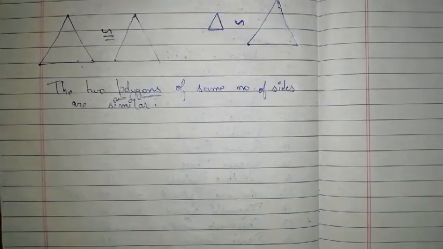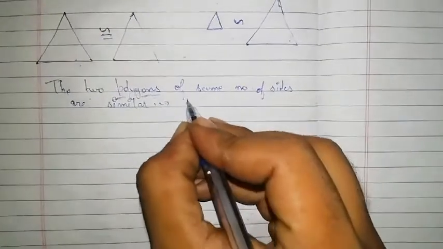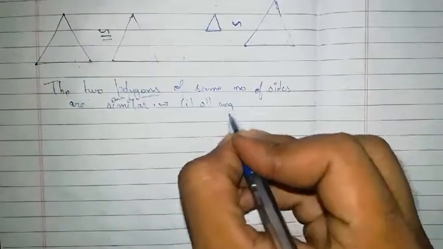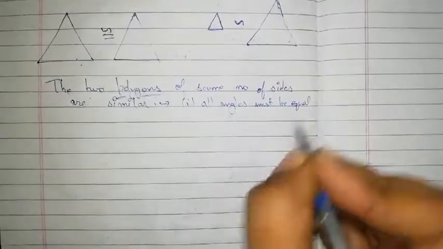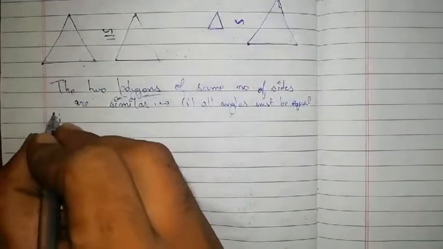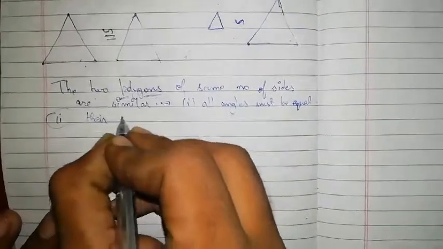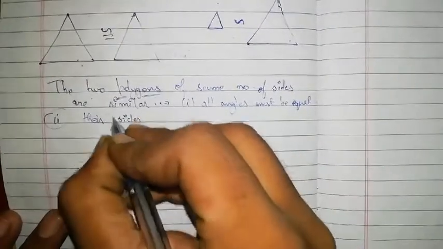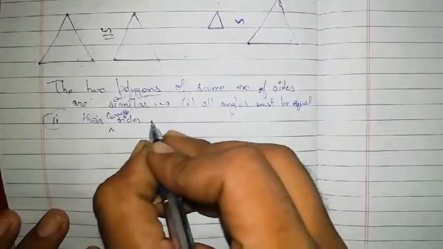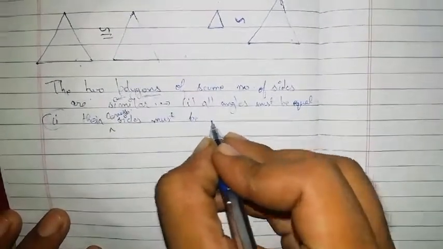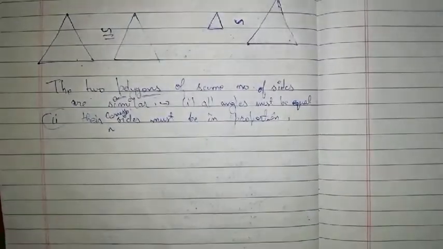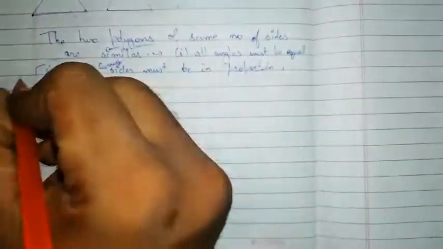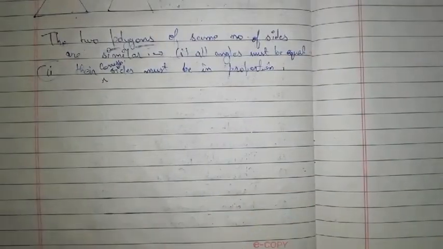Okay. When will they be similar? What will be the condition? First, all angles must be equal, or we can say that their sides must be in proportion. Their corresponding sides is the correct word. Corresponding sides must be in proportion. Okay. So beta, these two points are the conditions to prove similarity, right.